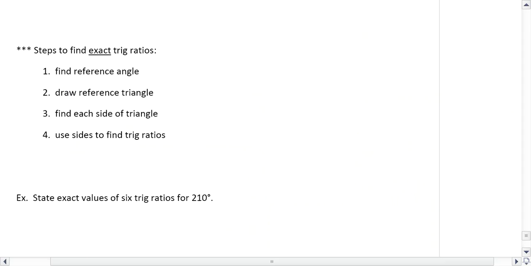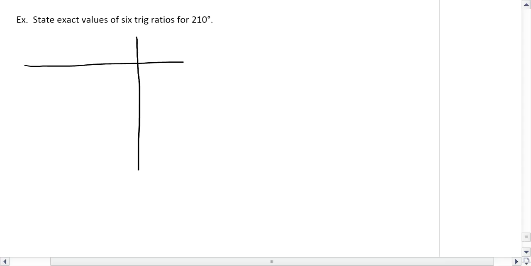All right, these 4 steps are very useful for those of you who like to have things in the list format. So please pause the video, write these down if this is helpful to you. First, you find the reference angle, draw in the reference triangle, label the sides of the triangle, and use those sides to find the trig ratios.